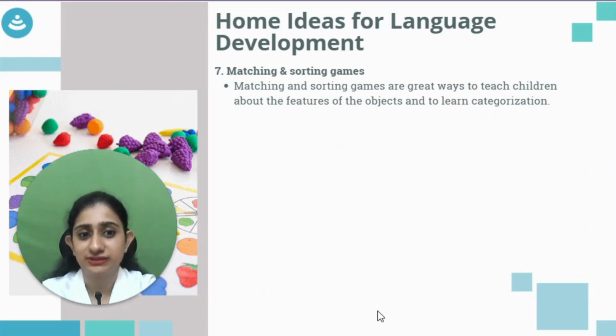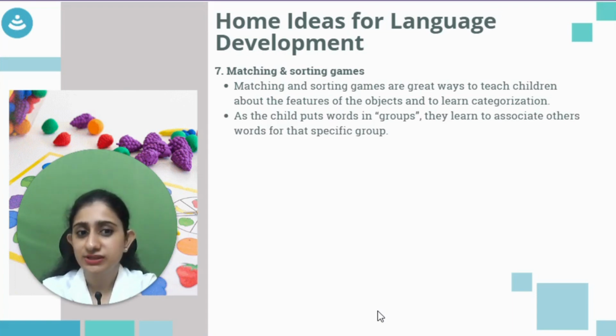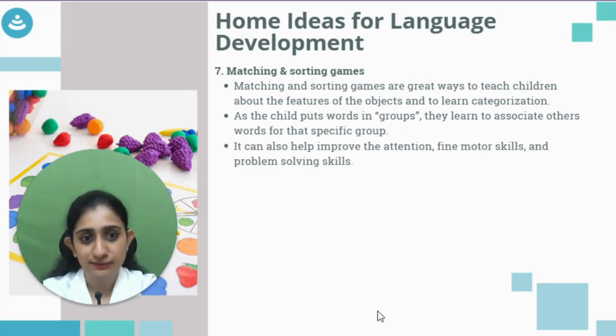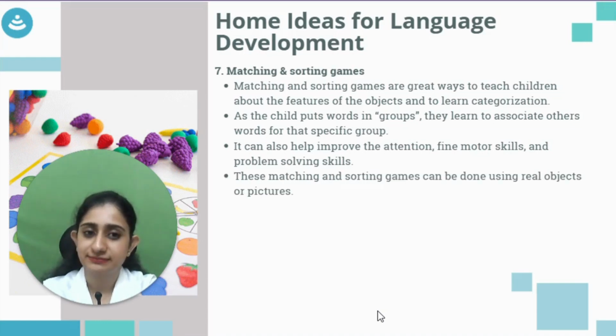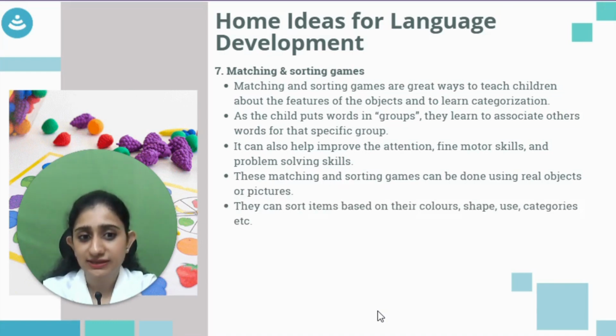Next is matching and sorting games. Matching and sorting games are great ways to teach children about the features of the objects and also to learn categorization. As the child puts words in groups, they learn to associate other words for that specific group. It can also help improve the attention, fine motor skills, and problem-solving skills. These matching and sorting games can be done using real objects or pictures. They can sort items based on their colors, shape, use, categories, etc.